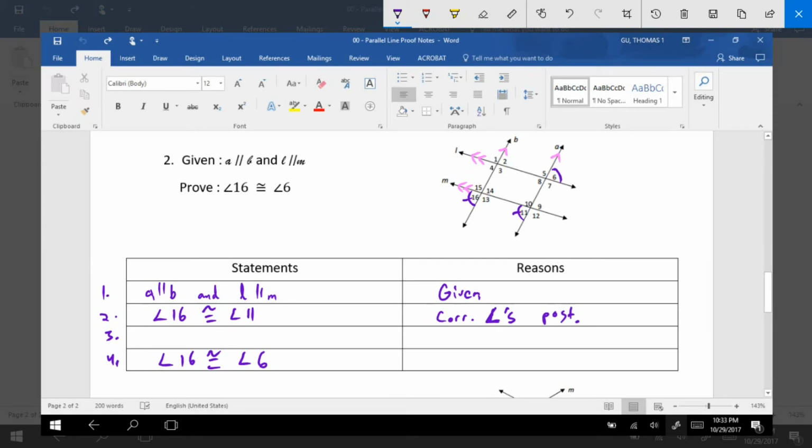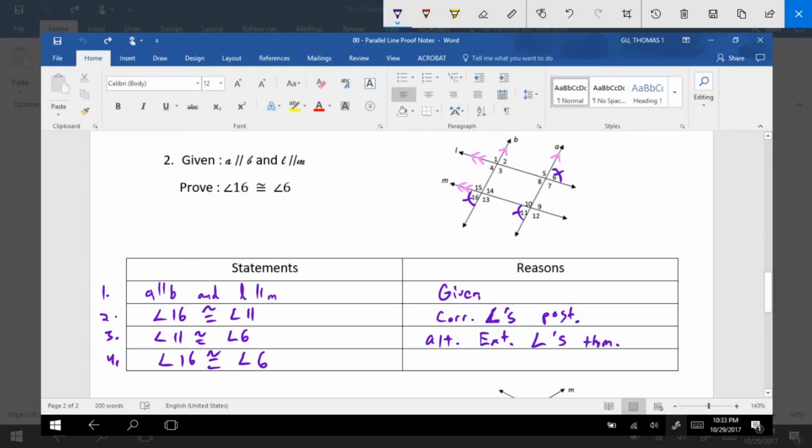Now we've used 11. Let's see if 11 is congruent to anything. 11 is congruent to angle 6. Wow, look at that. Angle 11 is congruent to angle 6. And how do I know that? That is because 11 and 6 are alternate exterior angles on these parallel lines, which means by the alternate exterior angles theorem, they are congruent to each other.